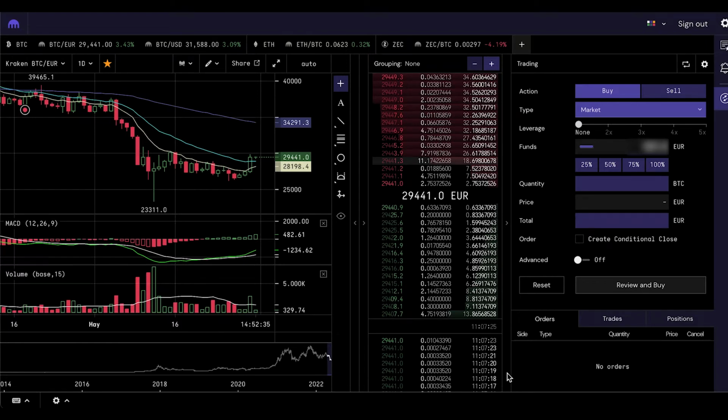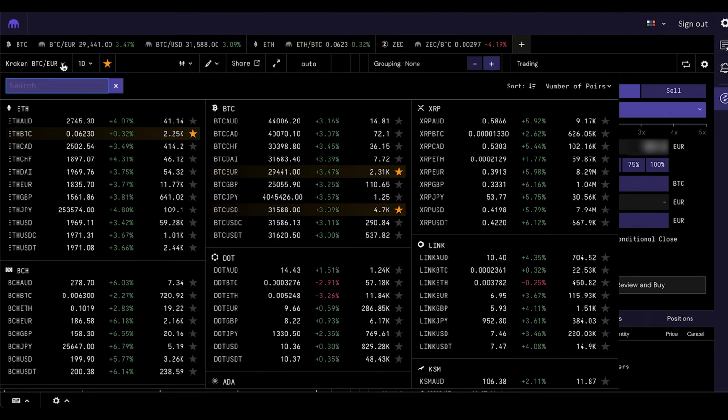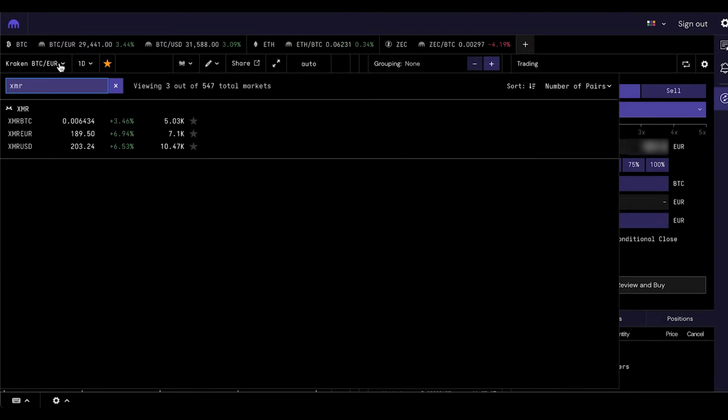So now what I need to do is go over here in the top left and click to find the cryptocurrency that I want to buy. And I need to know the ticker symbol. In my case, I want to buy Monero, so I'm going to write XMR. And this will give me the trading pairs that are available for Monero. And I have some euro in my account, so I'm going to go for XMR euro.